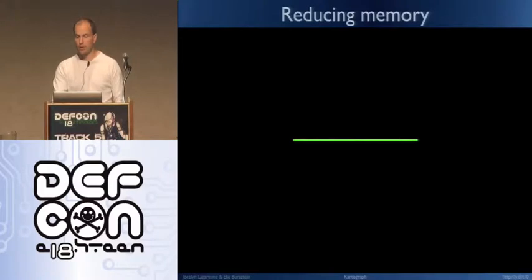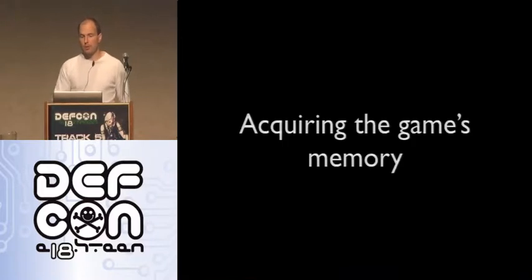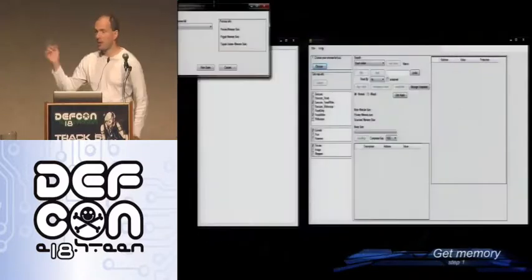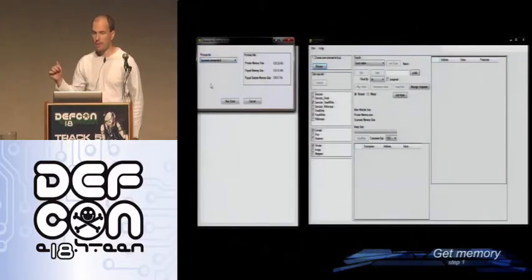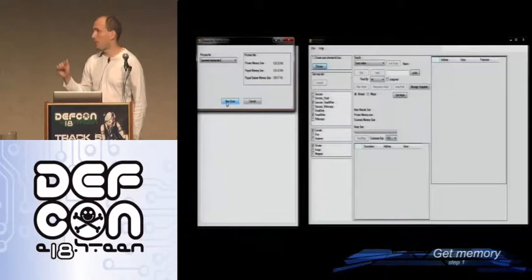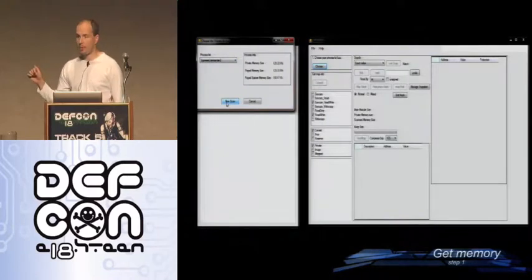That's what we're going to show you. So how do we acquire the game memory for real? This is a video of Katograph in action. So we're going to select the process of Supreme Commander, and then we're going to read the memory from it.